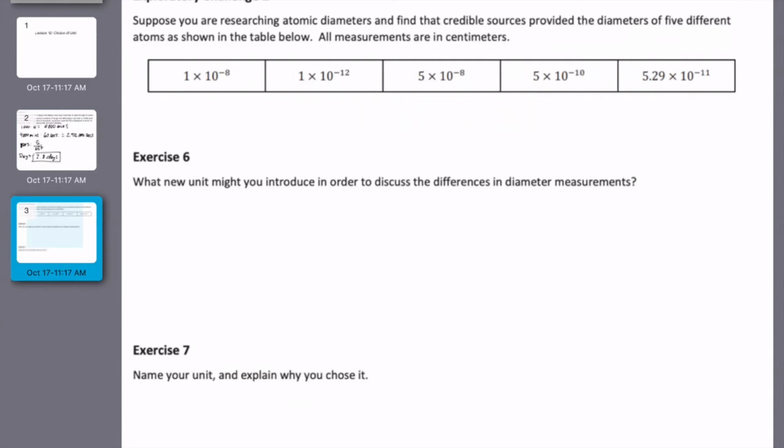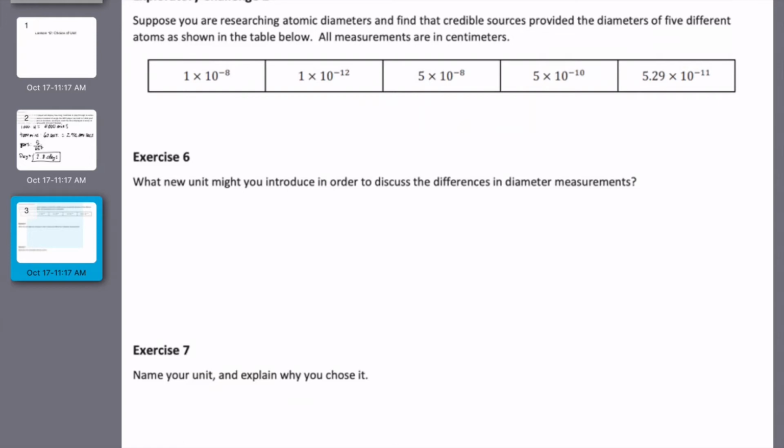So, I have 1 times 10 to the negative 8th power. I have 1 times 10 to the negative 12th power. 5 times 10 to the negative 8th power, and 5 times 10 to the negative 10th power, and 5 and 29 hundredths times 10 to the negative 11th power. First question, what new unit might you introduce in order to discuss the differences in diameter measurements?